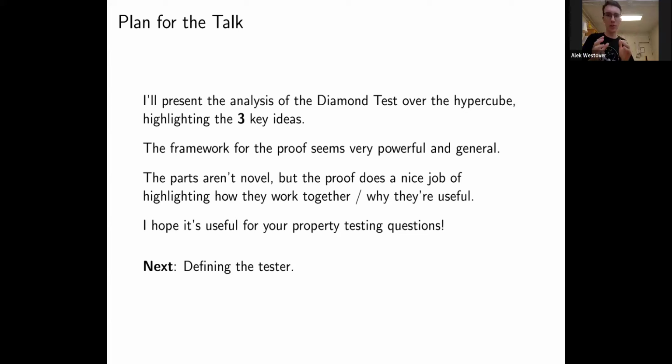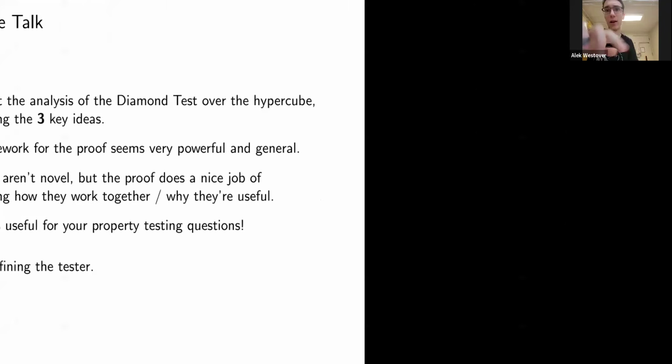All the parts aren't really novel, but hopefully seeing them together, you can get some intuition for why they're really powerful and nice together. And I hope that this can be useful if you have any property testing questions that you're thinking about. In giving this talk in the past, someone who listened to it was able to solve one of their property testing questions. So without further ado, let me define this diamond test and tell you how to analyze it.